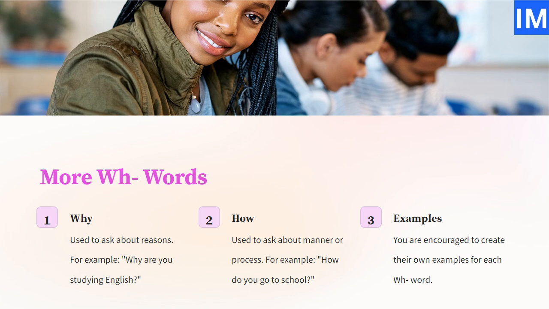And how, which asks about the manner or process, such as how do you go to school? How do you program a web app?